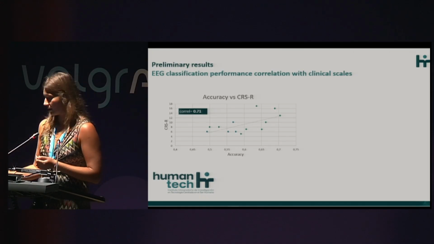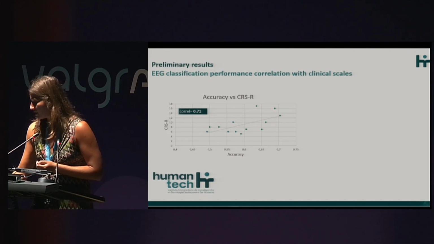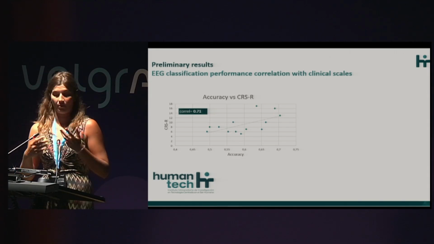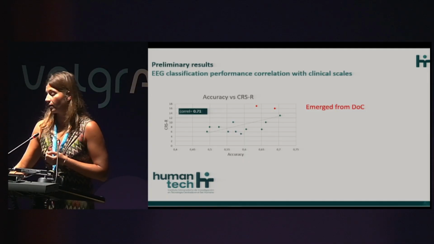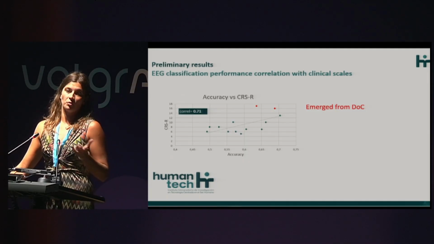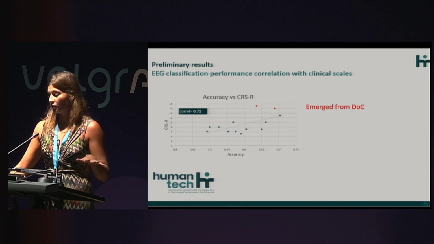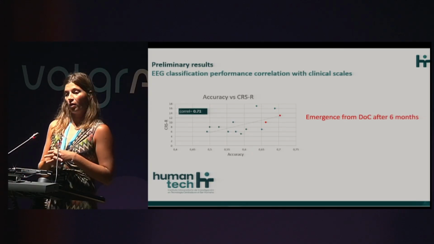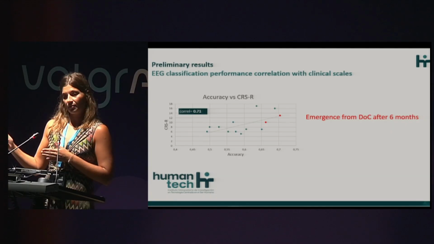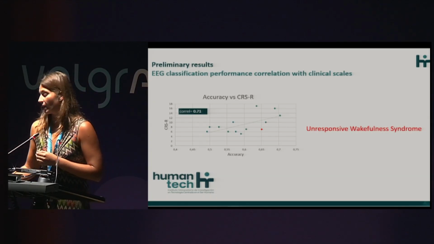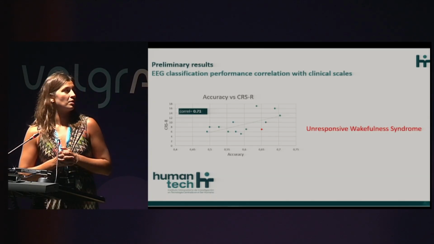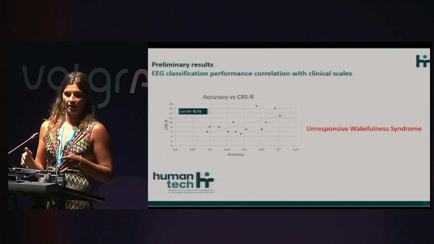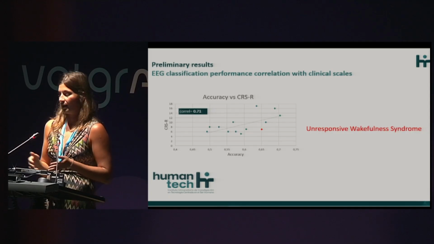But if we look at the patients who had an acceptable classification accuracy, above chance, we see that 2 of them were the patients who had already emerged from the disorders of consciousness. 2 of them were minimally conscious state patients who, after 6 months, had emerged from the disorders of consciousness, but one of them was an unresponsive wakefulness syndrome patient who remained in the same state, and actually today he is in the same state.